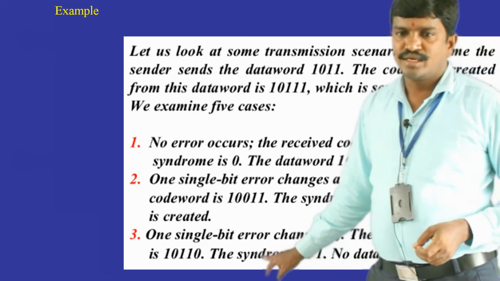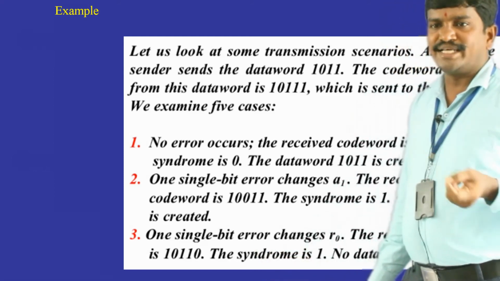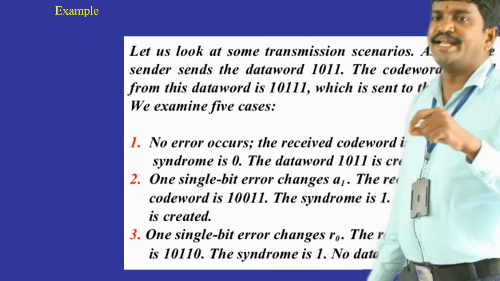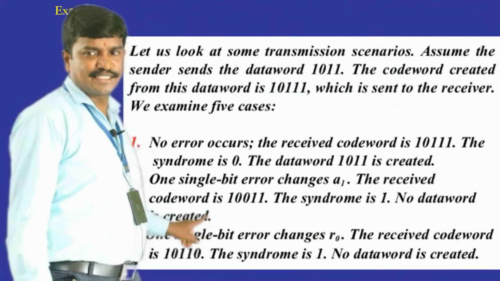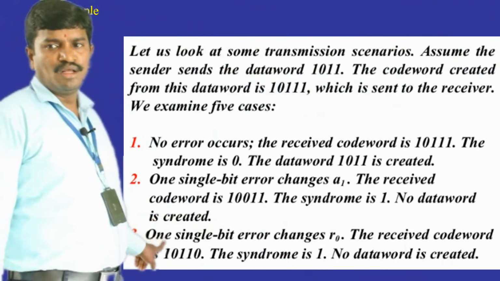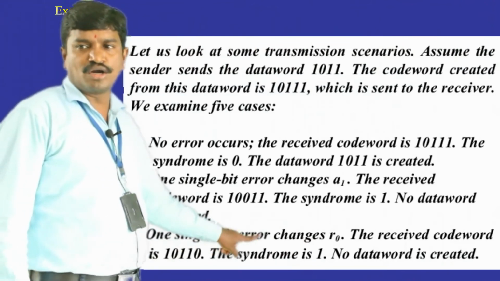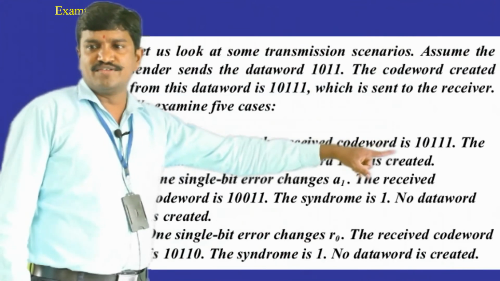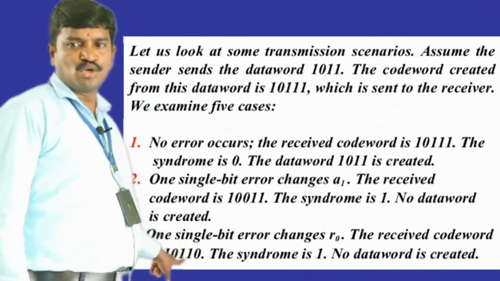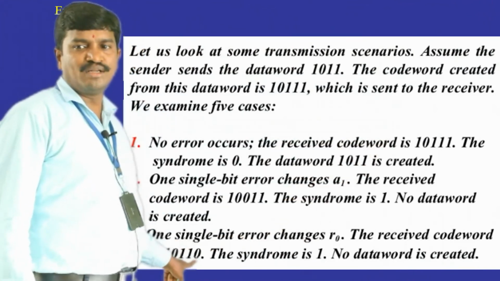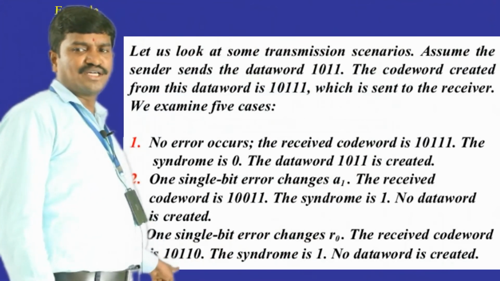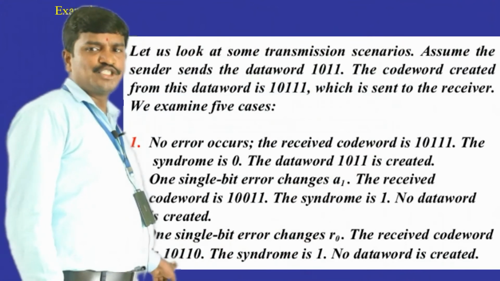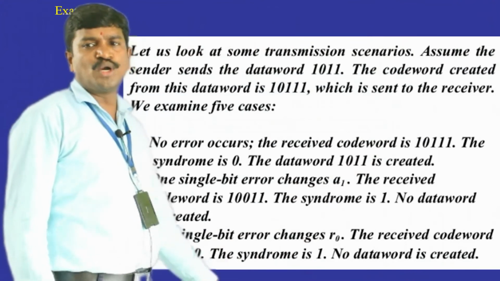Now you take one more. This time again a single bit error, but it is in the place of the redundant bit. So in this third case, one bit is changed. Which bit is changed? The last one in the received word is changed. It was 1 and it is 0 now, so the code word is 10110. Now if you take the count of ones, it is odd. When it is odd, the syndrome value becomes 1 and no data word is created.